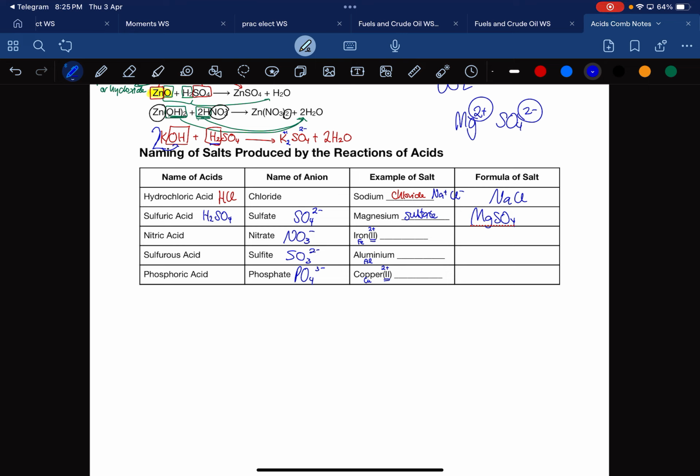Is sulfite sulfate? No? Then how do you write it down? Is it just sulfite, aluminium sulfide? Yeah, sulfite. The name is different. The ITE and ATE is different. What's that? I might have a correction. Oops.